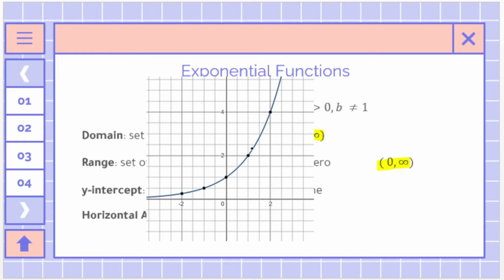It says here that our graph should land on quadrant 1 and quadrant 2. Remember, our range is the values for y, right? And as you notice, the y here starts at 0 up until positive infinity. 0 to positive infinity. So that's why our range is 0 to positive infinity.